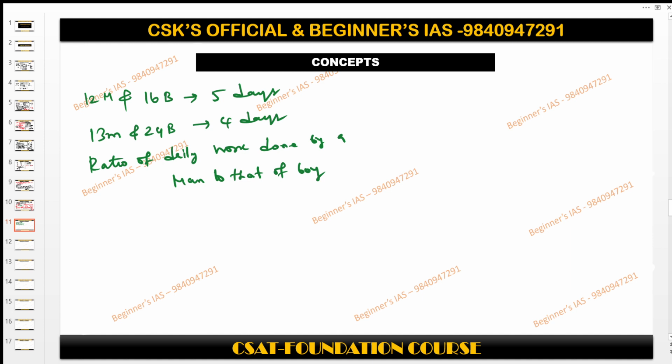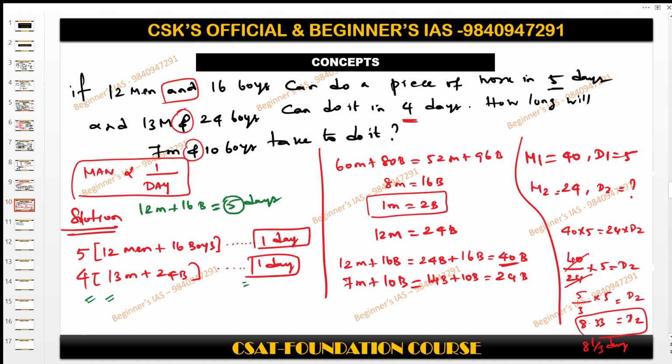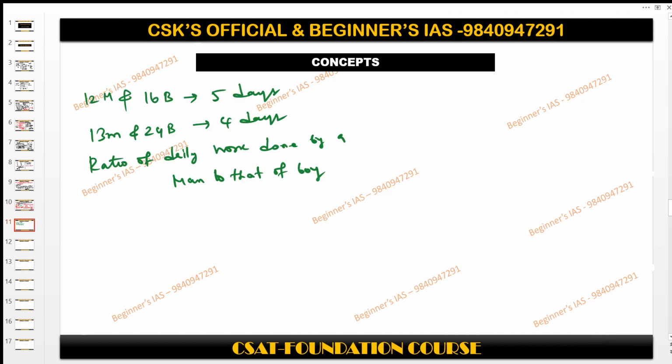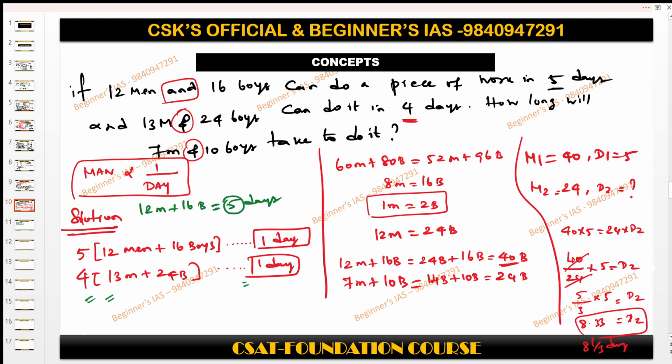This is a question. This model also can be asked. Simple. Whatever we have done, just equate the number of, see, simple. Here, what we have found is one man is equal to 2 boys. Same logic you apply here. Understood? Up to this only you need to find out here.